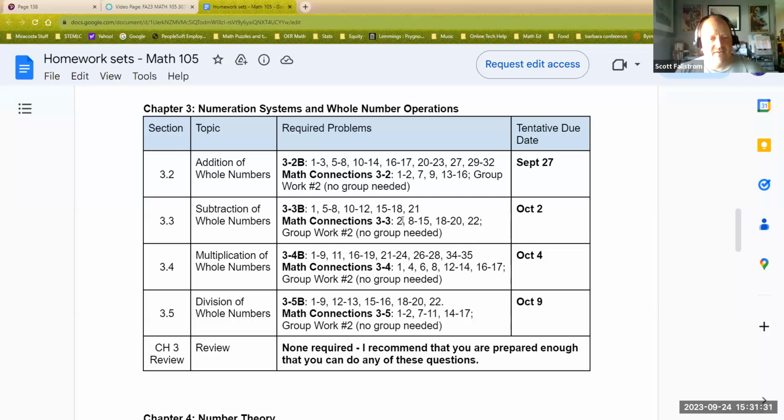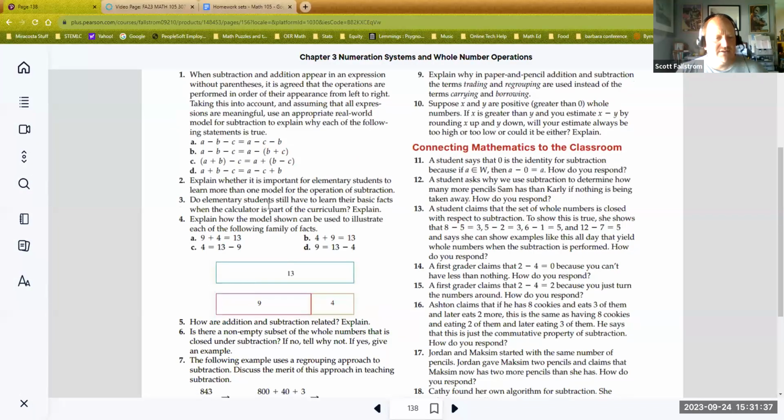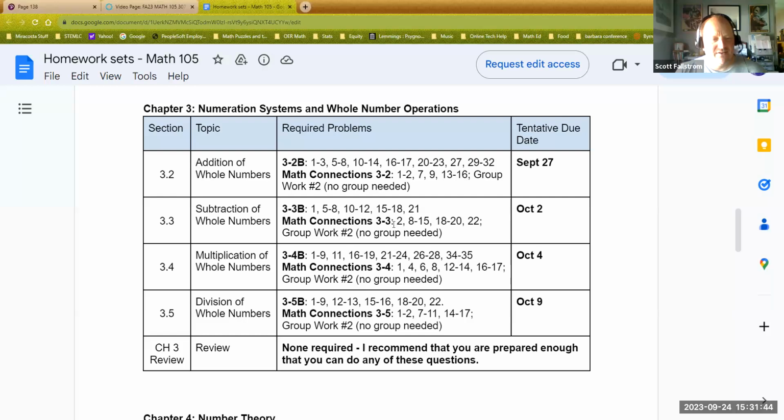All right, students hitting the math connections here out of 3.3. So the MCs, if you will. Let's see here. Do elementary students still have to learn their basic facts when the calculator is part of the curriculum? Well, you can take a look at that. Let's see here. 3.3. Oh, question 2.